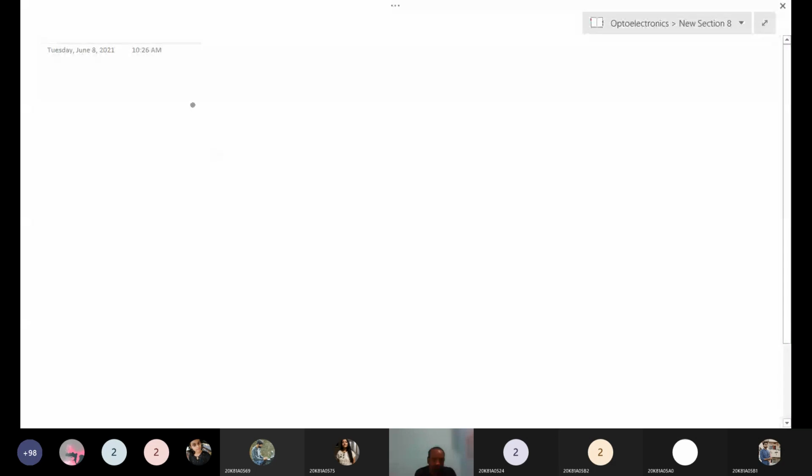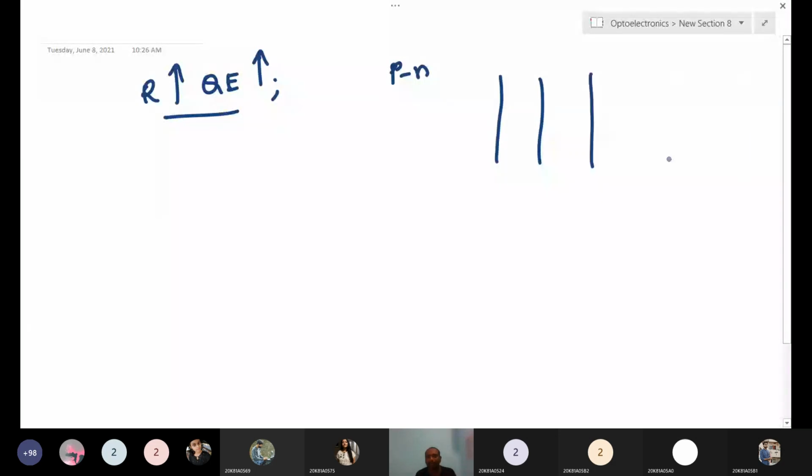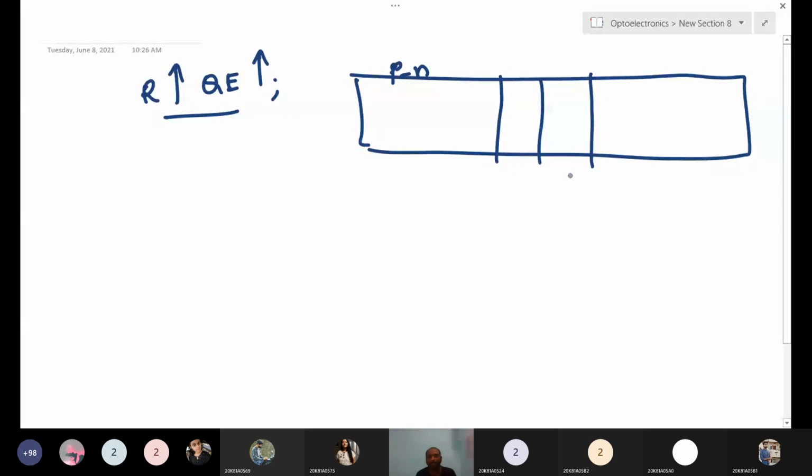Okay, right. So responsivity should be higher and quantum efficiency should be higher. These two are very, very important for any photodetector. So here in our PN photodiode, the depletion region is very small compared to the device area. Suppose this much device area is there. Here the depletion width is very small compared to the total device area.